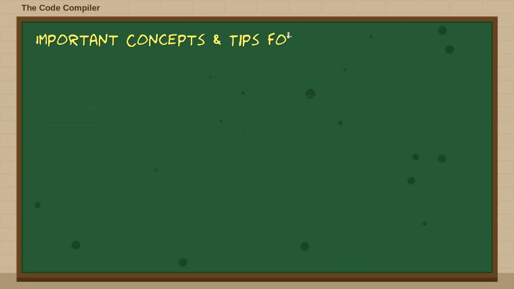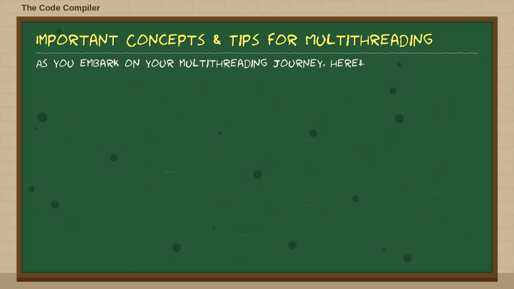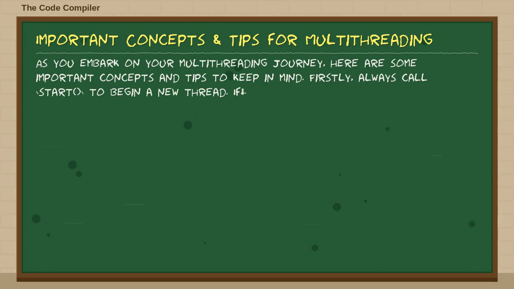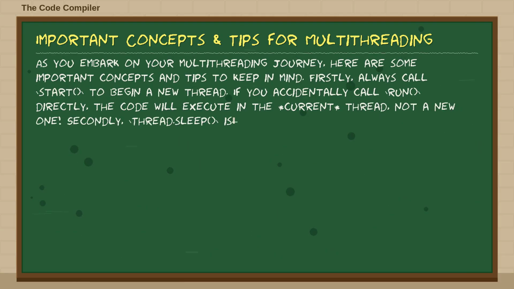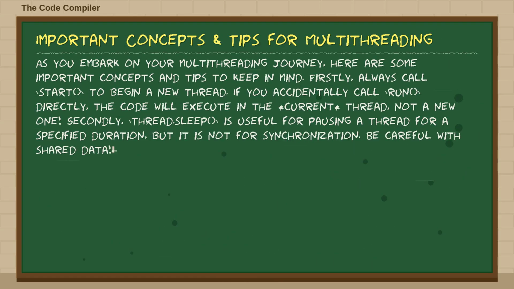As you embark on your multithreading journey, here are some important concepts and tips to keep in mind. Firstly, always call start to begin a new thread. If you accidentally call run directly, the code will execute in the current thread, not a new one. Secondly, Thread.sleep is useful for pausing a thread for a specified duration, but it is not for synchronization. Be careful with shared data.